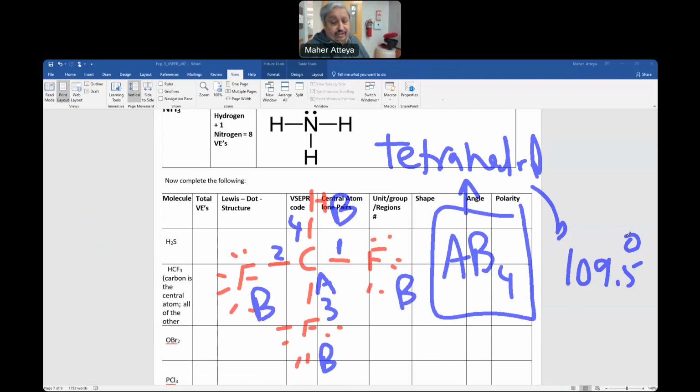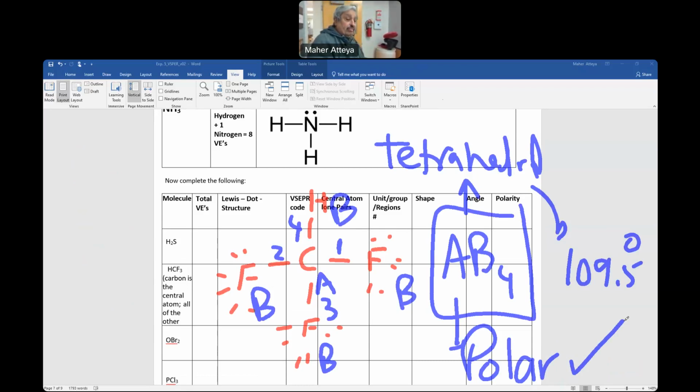That's 109.5. Is it polar or nonpolar? Nonpolar? Come on, give me a break. Look at the whole thing. Are all the B's similar? No. So therefore, this is what? Polar, because the terminals are not similar, guys. Are you following me here?